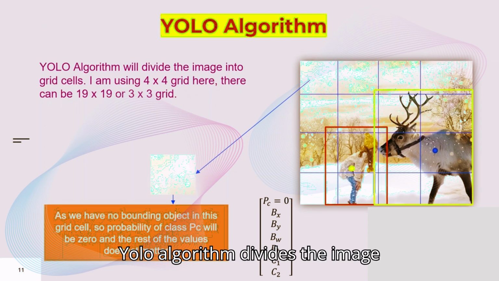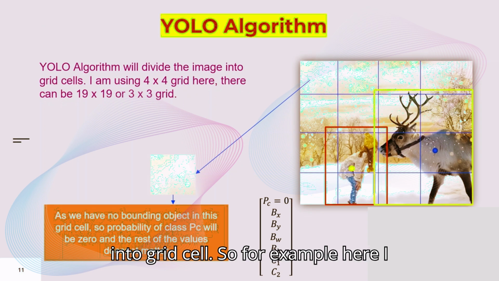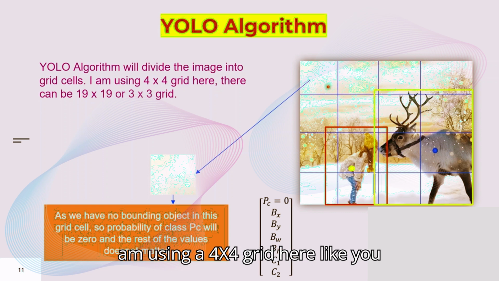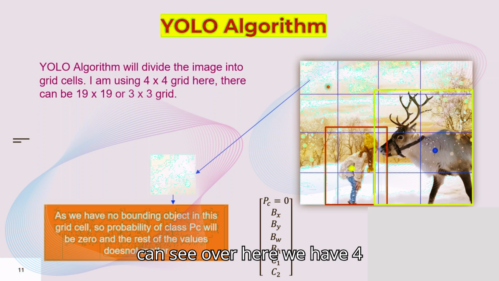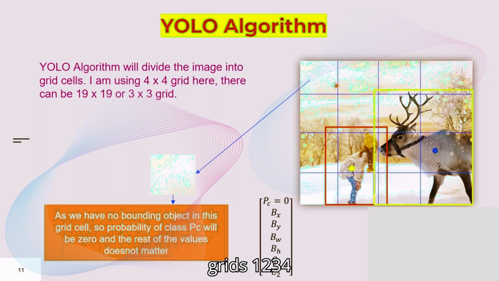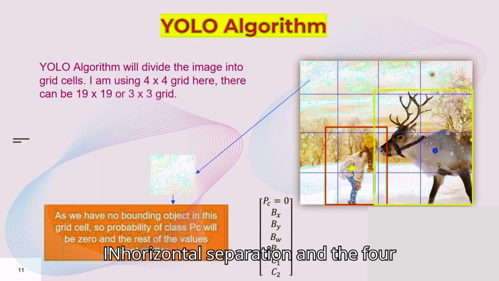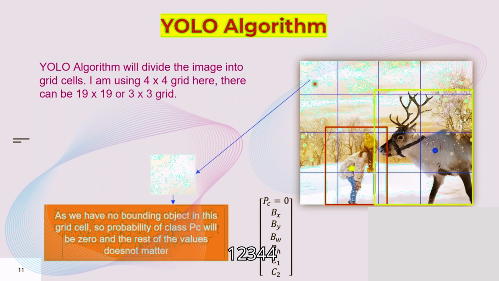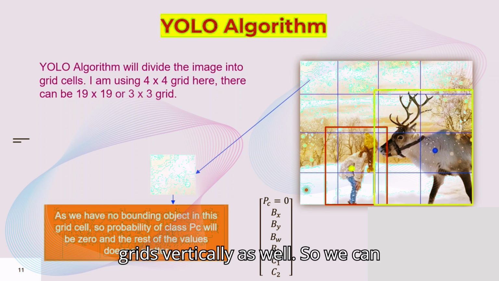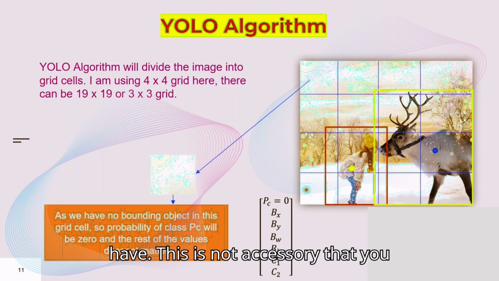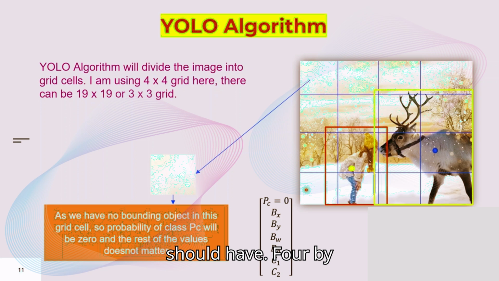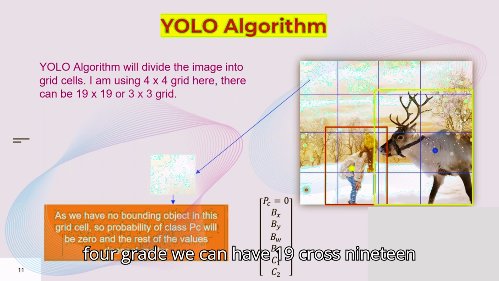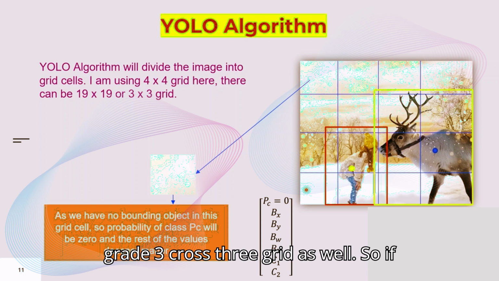The YOLO algorithm divides the image into grid cells. For example, here I am using a 4 by 4 grid. You can see over here we have 4 grid cells in the horizontal direction, 1, 2, 3, 4, and 4 grid cells vertically as well. It is not necessary that you should have a 4 by 4 grid. We can have a 19 by 19 grid or a 3 by 3 grid as well.